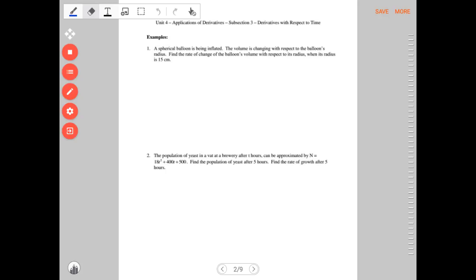Okay, so example 1. A spherical balloon is being inflated. The volume is changing with respect to the balloon's radius. Find the rate of change of a balloon's volume with respect to its radius when its radius is 15 centimeters. Now, you'll get a formula sheet with a bunch of these on, but for right now, what we need to know, okay, it's a spherical balloon, so that means it's a sphere, and the volume of a sphere is 4/3 pi r cubed. That's been a formula way back from grade 10. Again, not a huge deal.